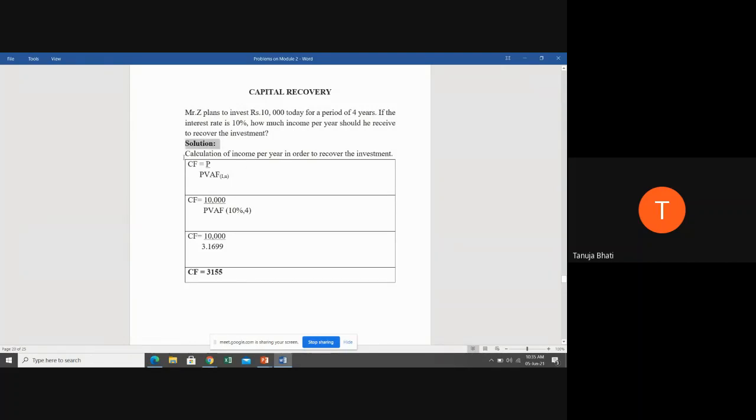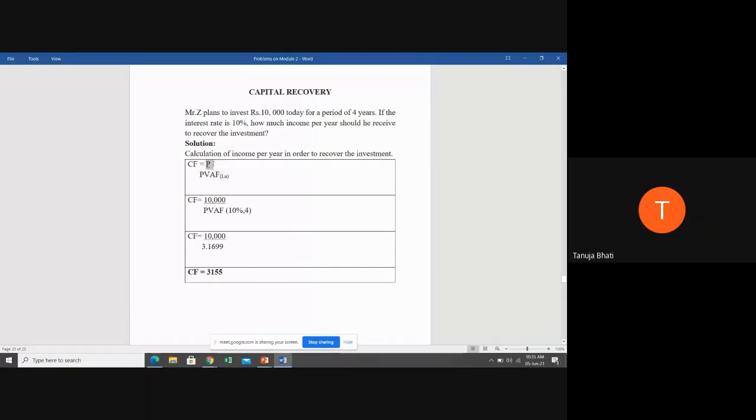The solution is the calculation of income per year in order to recover the investment. Now, we know that this 10,000 is the present value, and they are telling income every year, which we consider as an annuity, because capital recovery is nothing but an annuity. So for an annuity, which formula do we use? Present value equals cash flow into present value annuity factor. Taking the cash flow to the left hand side, it is present value divided by the present value annuity factor, which we calculate by I comma n.